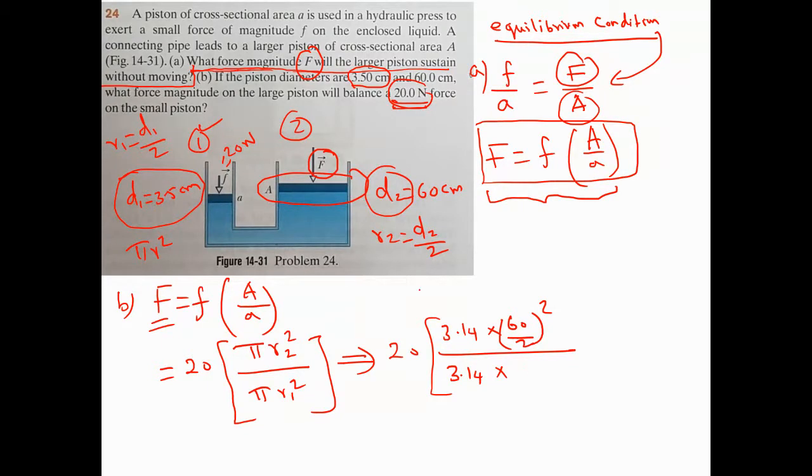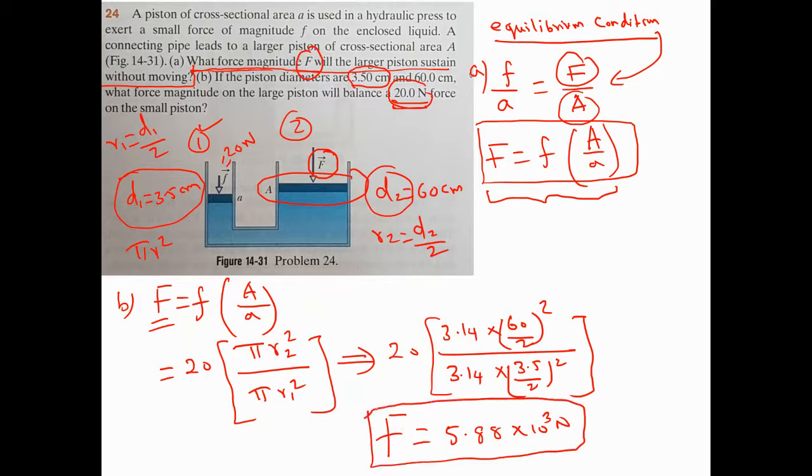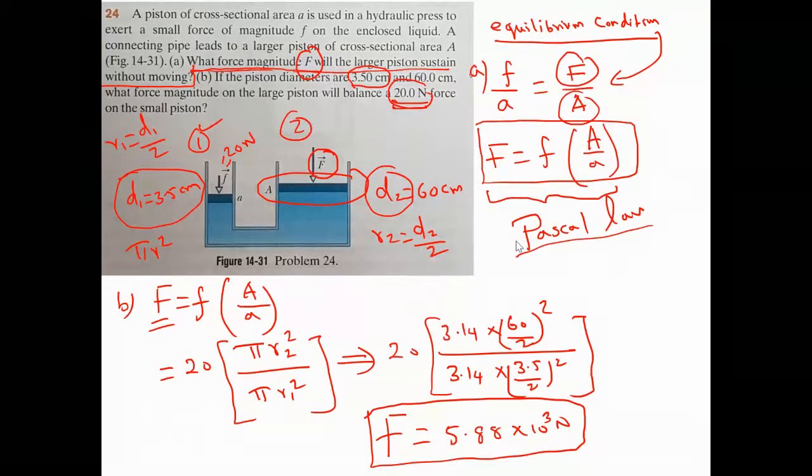In the denominator I have R1 square, which is 3.5 divided by 2, the whole square. When you work with your calculator, your answer on the right hand side piston is 5.88 multiplied by 10 to the power of 3 Newton. This is a very important question from Pascal's principle, Pascal's law.